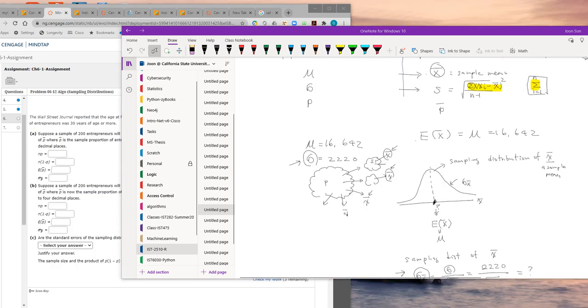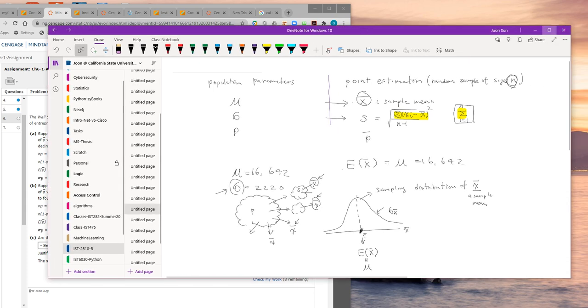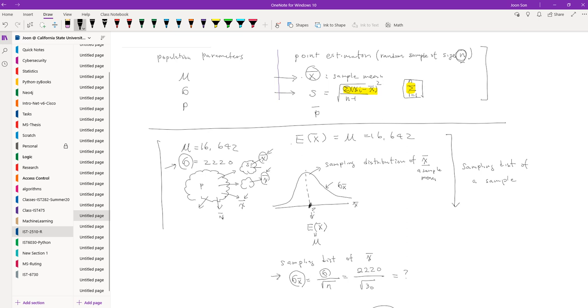Before we move to our next sections, let me clarify a couple of things. Up to this point, this is point estimation. Starting from here, this is something called a sampling distribution. So the topic is the sampling distribution of a sample mean.